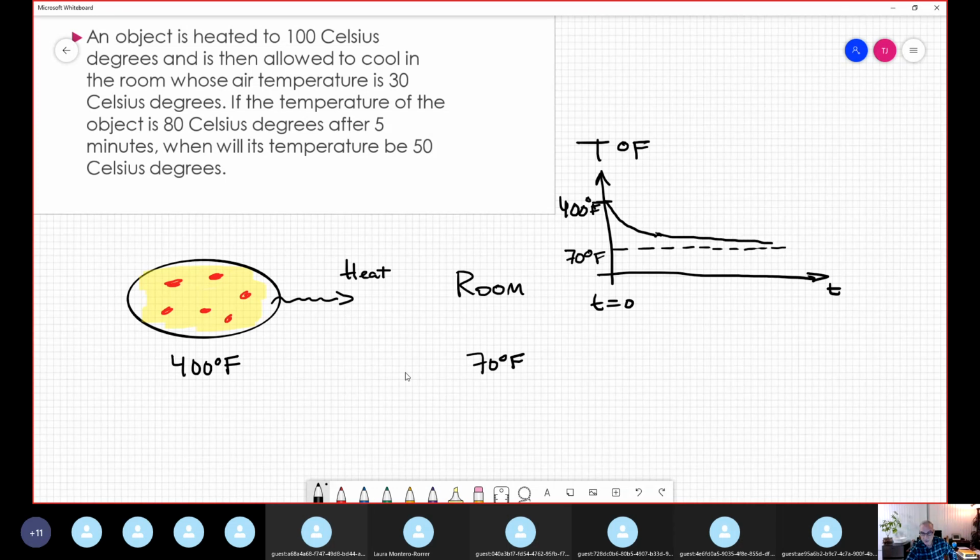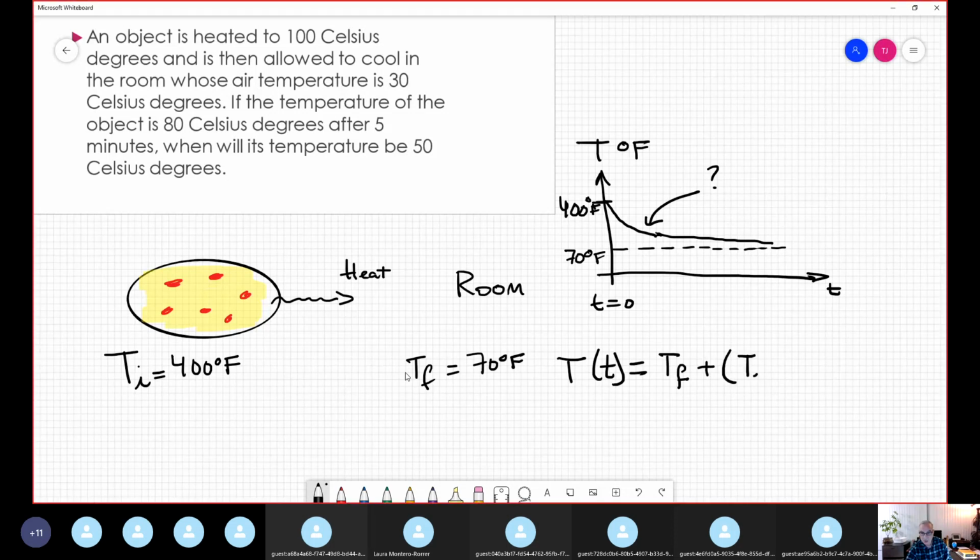And we have two important magnitudes: the initial temperature, 400, and the final temperature, which is the temperature of the environment of the room. And so what is the formula? Well, this formula is: temperature at any time is equal to the final temperature plus initial temperature minus final temperature, times e to the kt. This is the formula that we are using.